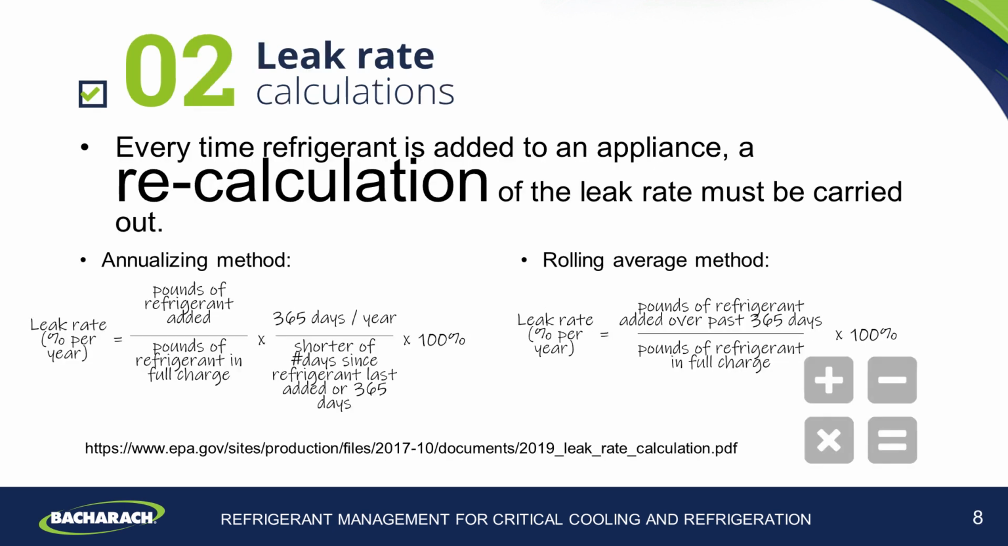So for the second part of our checkpoint here, let's get into the leak rate calculations. We have here up on the screen, there's two different ways to calculate it. There's an annualizing method and a rolling average method. We find most people tend to use the rolling average method. And so Adam, could you explain the rolling average method and then maybe perhaps go through an example?